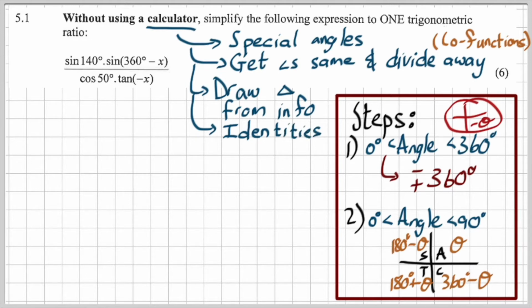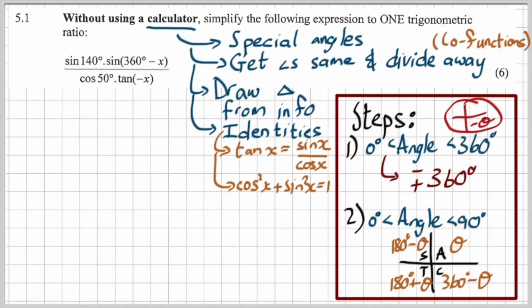Now, which identities am I talking about? I'm talking about grade 11 identities. So tan x is sin x over cos x, and also cos squared x plus sin squared x is equal to 1. And of course, I can get cos squared alone by saying it's 1 minus sin squared x, or I can get sin squared alone, 1 minus cos squared x.